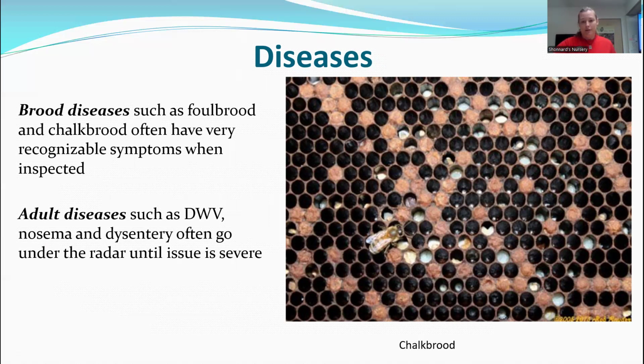These are chalk brood cells right here. And honestly, looking at the brood, you can tell that it's chalk brood, but looking at the bottom board is much more obvious. You'll see chalk brood mummies all along the bottom board when you do have chalk brood in the colony.